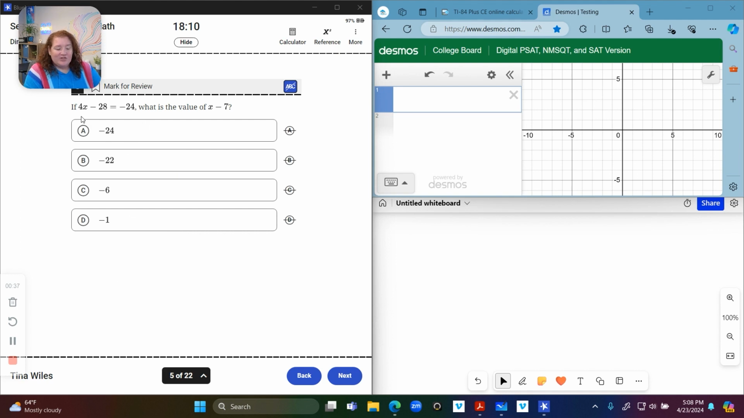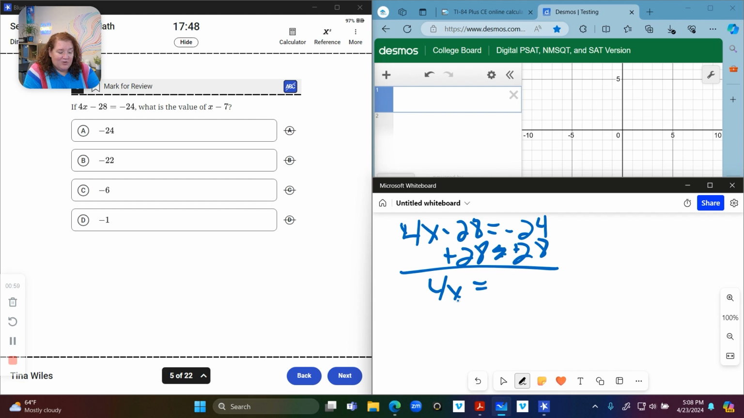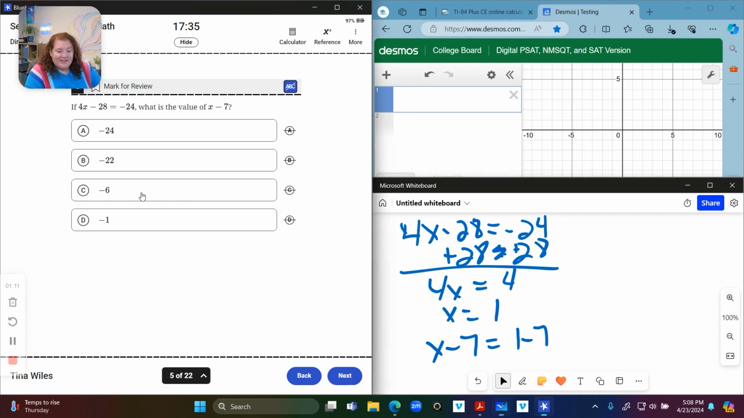So a straight old algebra. If 4x minus 28 equals negative 24, what is the value of 7 minus x? So I can do this just using algebra. 4x minus 28 equals negative 24. I would add 28 to both sides. That gives 4x equals 4. I get x equals 1. But the question isn't asking what is x, it's asking what is x minus 7. So 1 minus 7 is negative 6. Negative 6 is the answer.